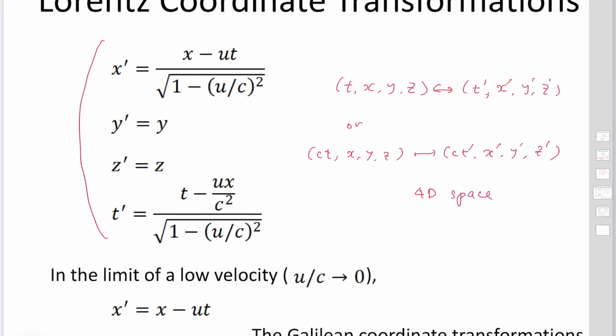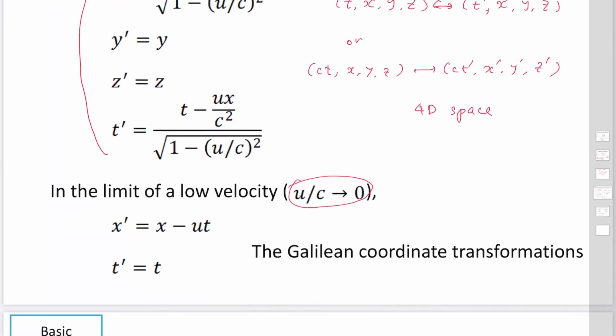These are Lorentz transformations. In the case of really slow motion of the particles, square root of 1 minus u over c squared is nearly equal to 1. So x prime equals x minus ut, t prime equals t. So this is the Galilean coordinate transformation. In the limit of low velocities, we can safely use the Galilean coordinate transformation.